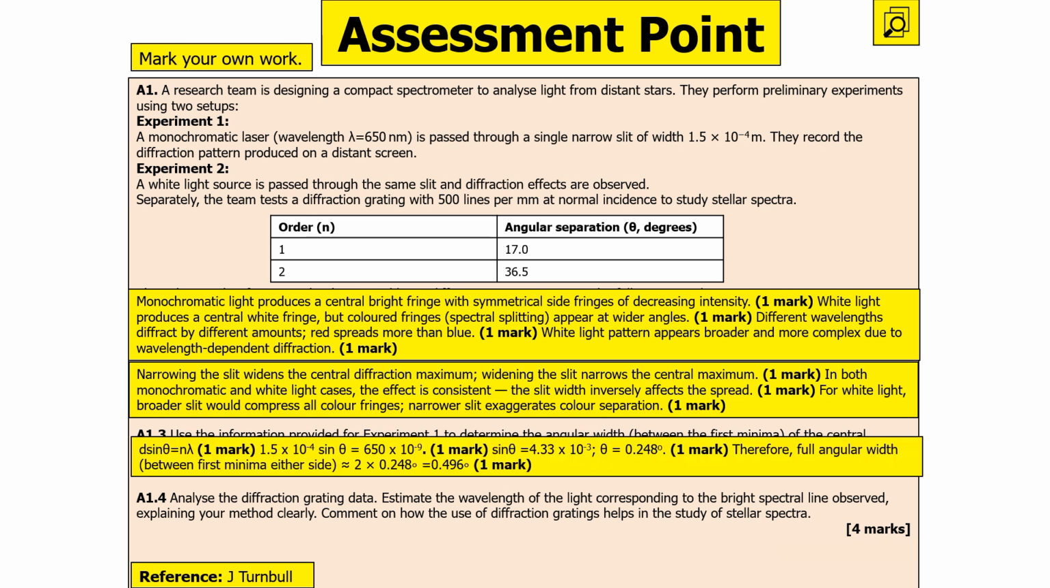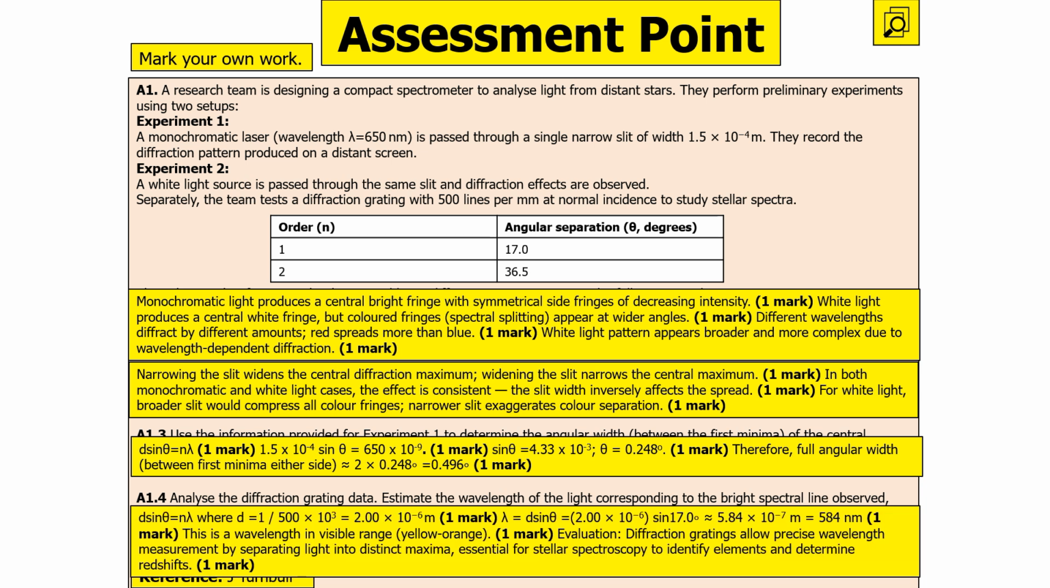We know d sin theta equals n lambda, so you can work this through and you get theta to be 0.248 degrees. Therefore the full angular width is that times 2 because it's either side of the central maxima, so it's 0.496 degrees. Finally, d sin theta equals n lambda. We know d is 1 over 500 times 10 to the 3, so therefore it's 2 times 10 to the minus 6. So we work out lambda, we put all the values in, to be equal to 584 nanometers.